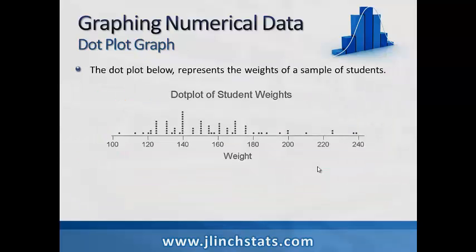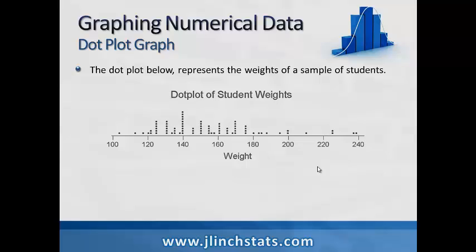Now let's take a look at the dot plot below. The dot plot below represents the weights of a sample of students. Notice that the most frequently occurring observation, which turns out to be the mode of our distribution, is at 140. Many occurrences occurred at 140. We could take a look at the range of values. Our lowest weight appeared to be about 103 and our highest weight appeared to be about 239. And we can take a look where the bulk of the data is.